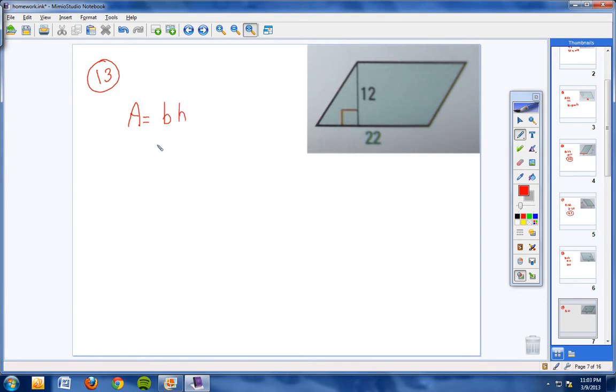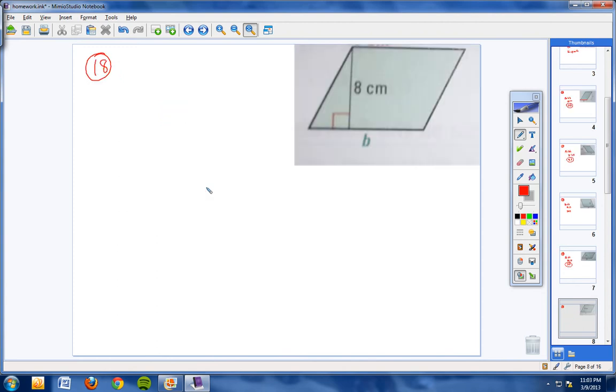Okay? Well, the base is 22. The height is 12, so we end up with 22 times 12, which should give you 264 square units. Okay, on your homework assignment next, you're supposed to jump ahead to number 18.